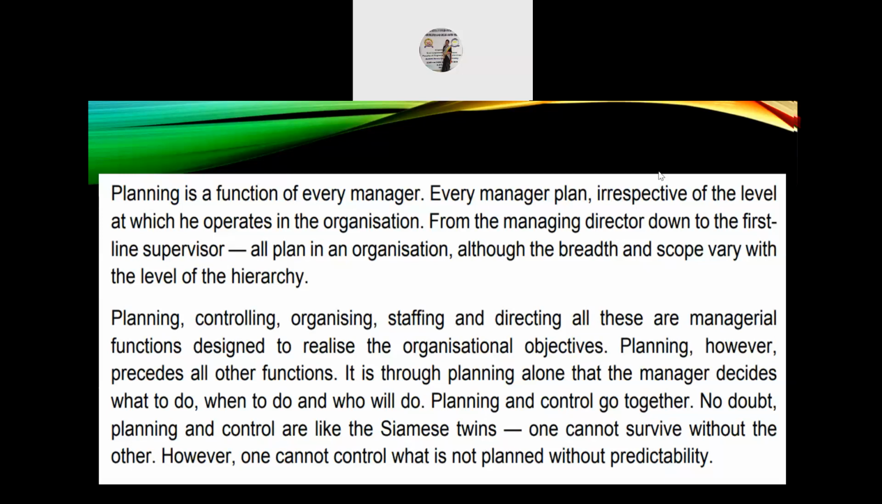So, planning and control go together. Planning and control are like twin streams that cannot survive without the other. That is, planning and control go hand in hand together. You cannot ignore planning and go for control, and you cannot ignore control and go for planning. Both should go simultaneously in a project. However, one cannot control what is not planned without predictability.